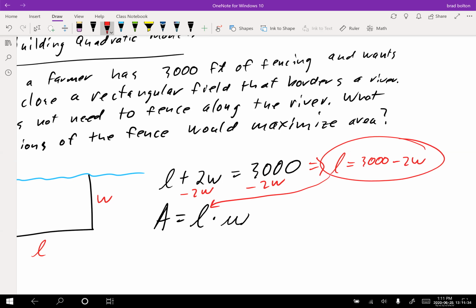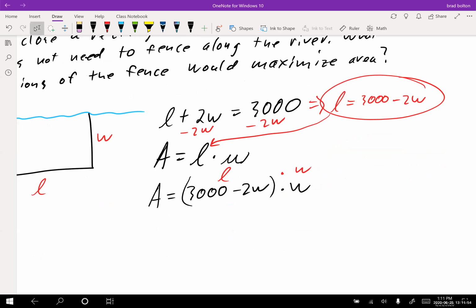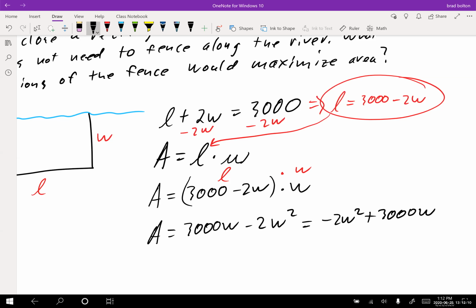So I can take this and plug it into here. So I have 3,000 minus 2W, okay? So now I have A equals 3,000 minus 2W, that's L, times W. And remember, this is just L times W, that's all I'm doing. Now if I distribute this a little bit, I get A equals 3,000W minus 2W squared. But in reality, that's really negative 2W squared plus 3,000W, okay?